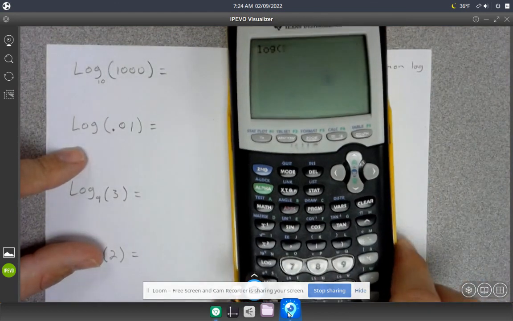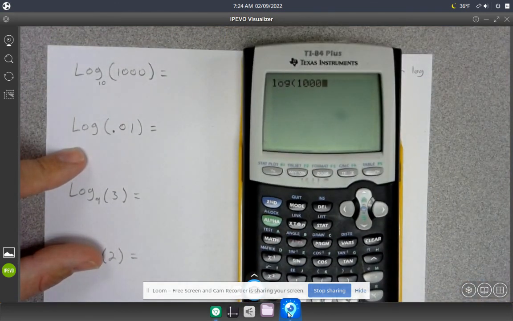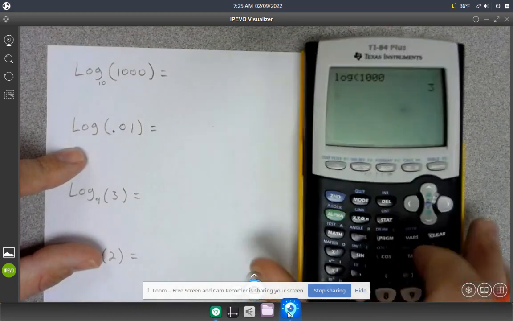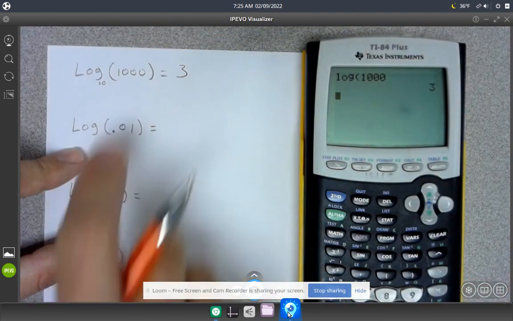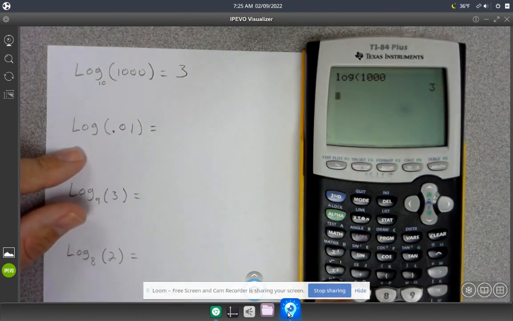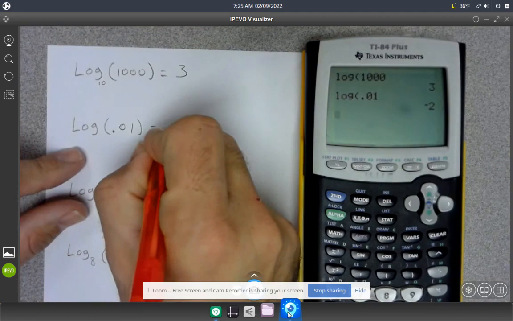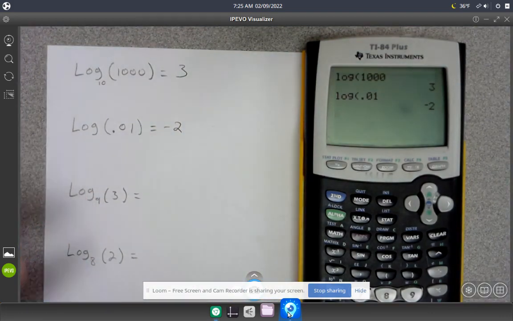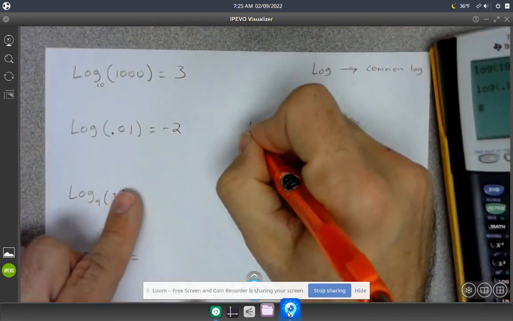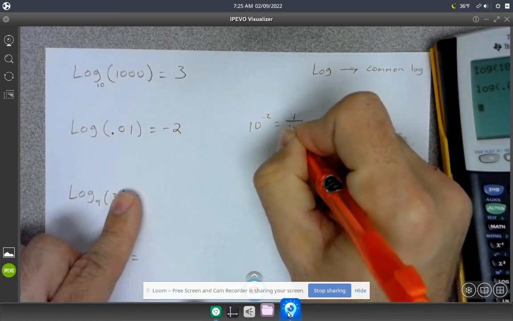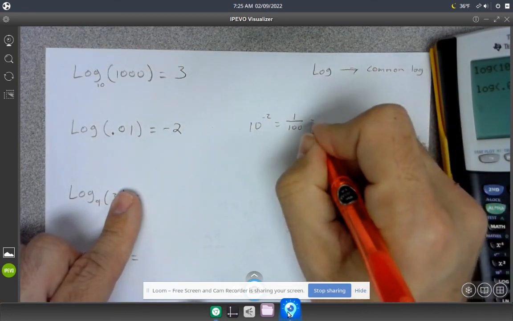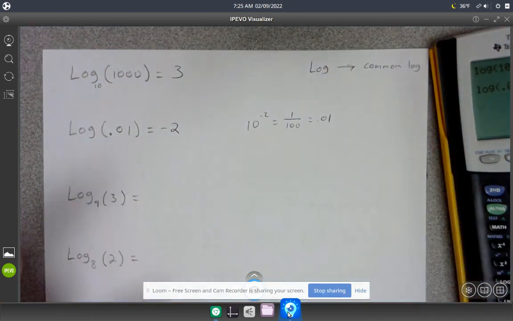So if you do log of 1,000, you get 3. All right, and that's because 10 to the third power gives you 1,000. If you do log of 0.01, you get negative 2. Okay, that's because 10 to the negative 2, all right, that's like 1 over 100, and that's equal to 0.01.